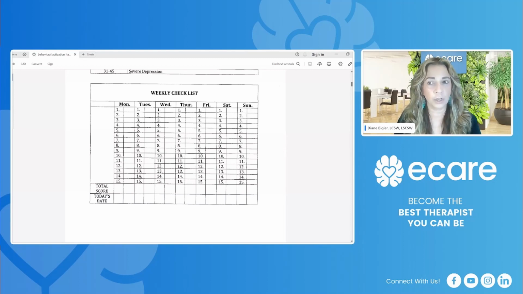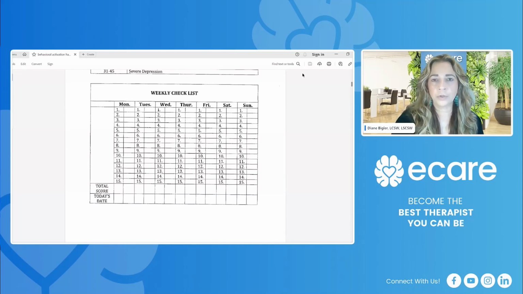And that can be very encouraging to the client to have a concrete sense that, oh, my score was 34 and now it is 29. So that can be very affirming during treatment.